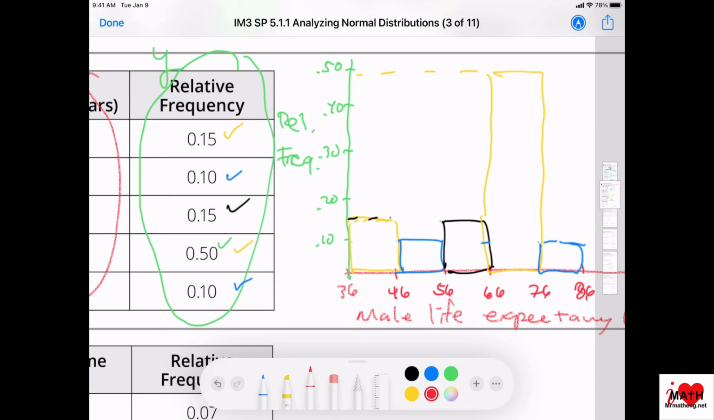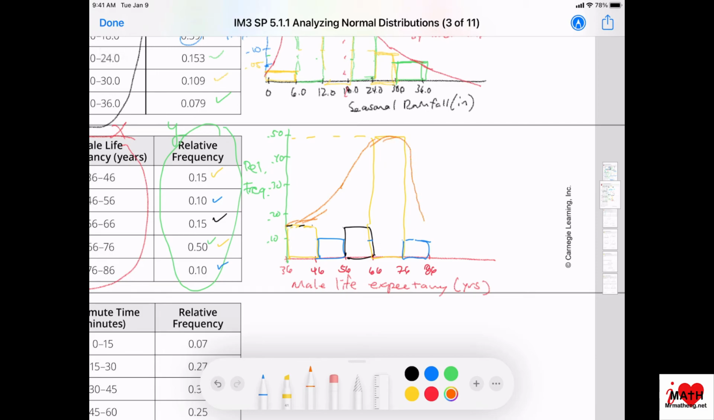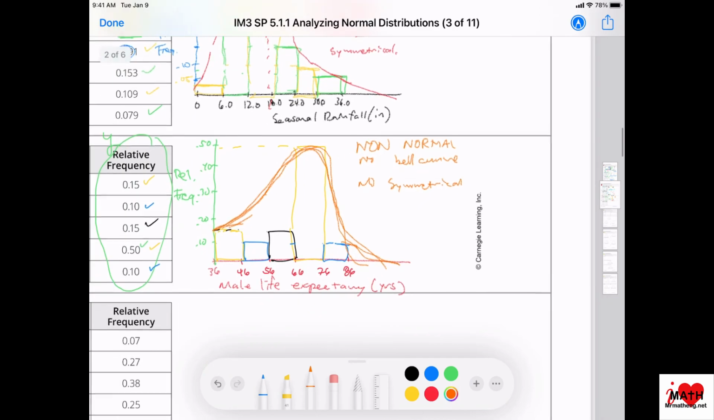Okay, then take your favorite color and kind of try to sketch what's happening here. Remember, just pretending like they're buildings, or you're building a couch fortress, putting a blanket over it. What does that one look like? Is it symmetrical? No. Does it look like a bell curve? No. That means it is non-normal. Whoops, that's a no. Okay, spelling mistake, non-normal. Okay.